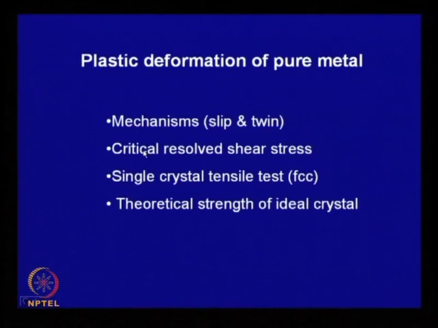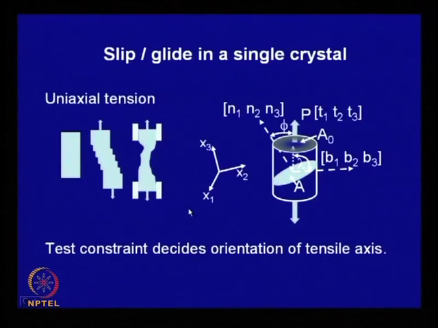Today, we will talk in greater detail about the mechanism of slip. We will introduce the concept of critical resolved shear stress, look at single crystal tensile test behavior of face centered cubic crystal, and we will also do a rough calculation of what the ideal strength of a crystal should be. Now, large deformation can take place through the mechanism of slip. It is also sometimes referred to as glide.